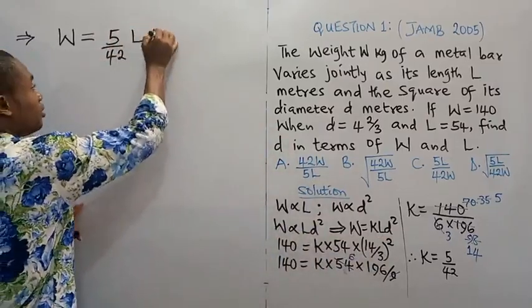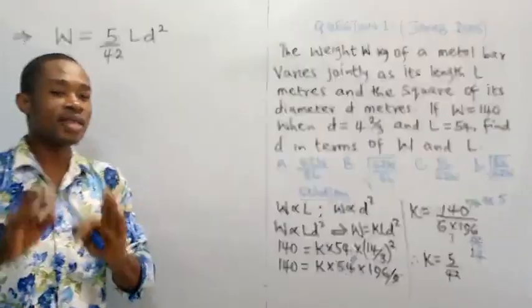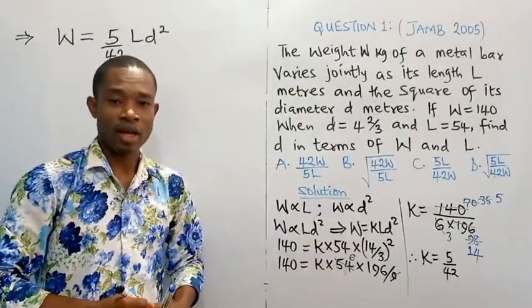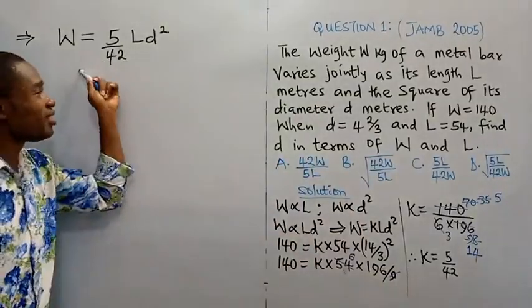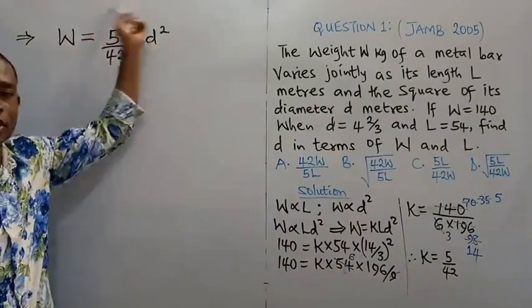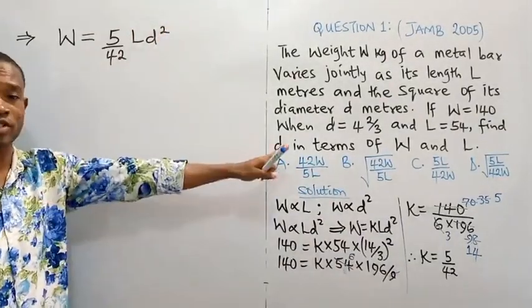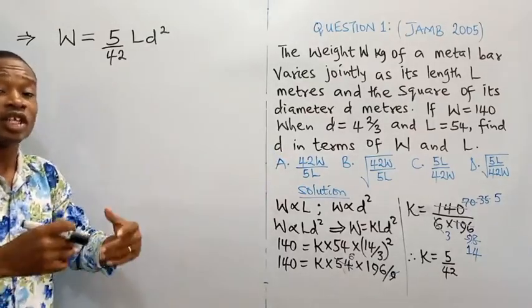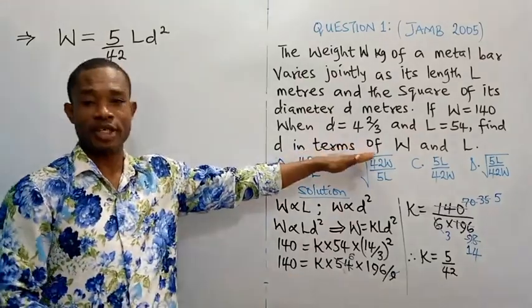So this is going to be LD squared. Now the examiner asked us to obtain D in terms of W and L. Meanwhile, take note please, this is the relationship, this is the equation, this is the formula connecting the variables. With this formula, you can solve any other thing that the examiner chooses to ask you from here.